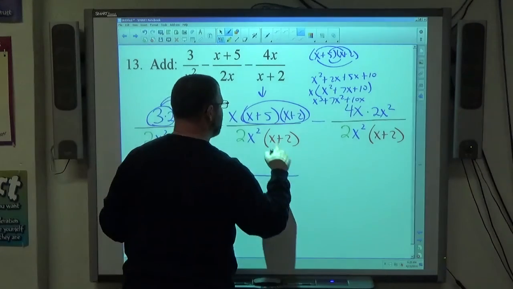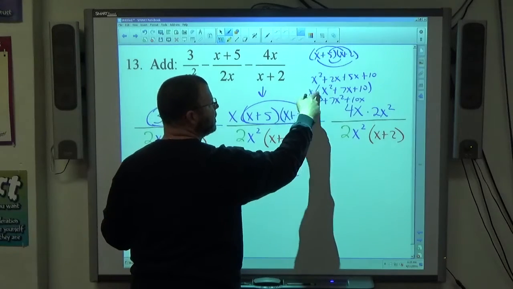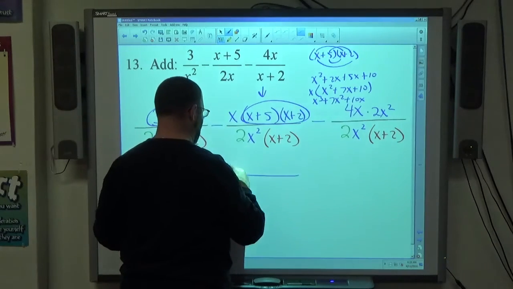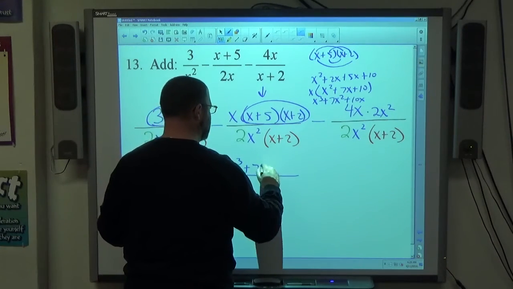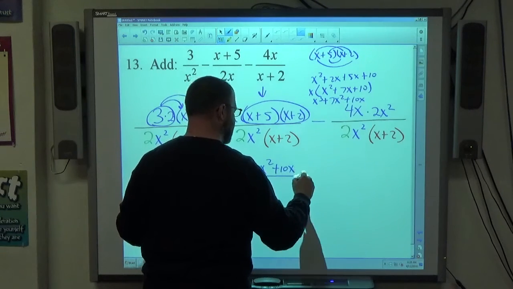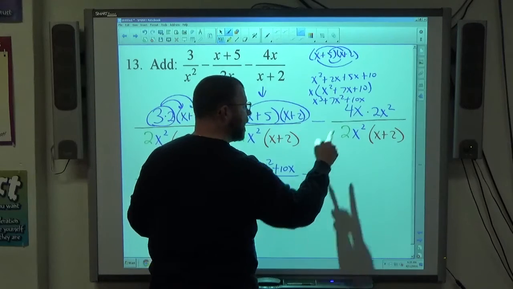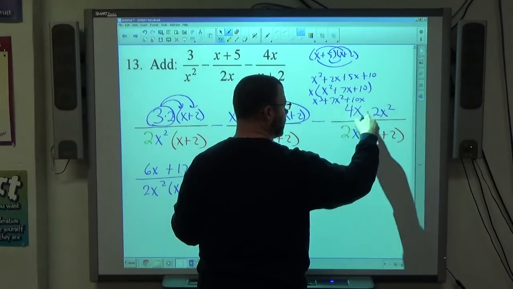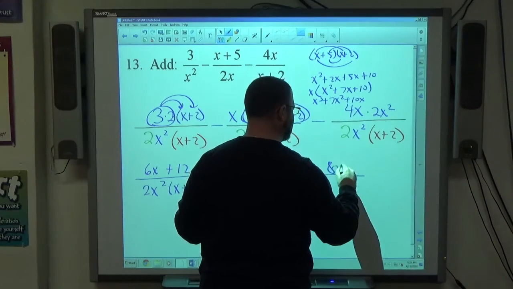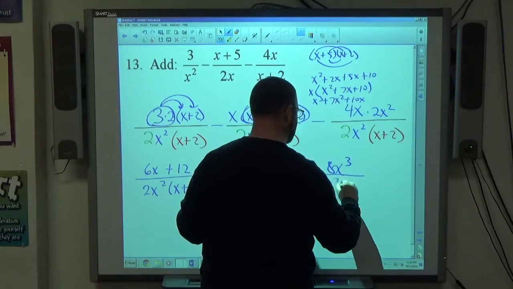The second fraction, all this top stuff, this times this is that, times x is that. So x cubed plus 7x squared plus 10x, all over 2x squared times x plus 2. And this is just one thing times one thing. So 4 times 2 is 8. x times x is x cubed. All over 2x squared times x plus 2.